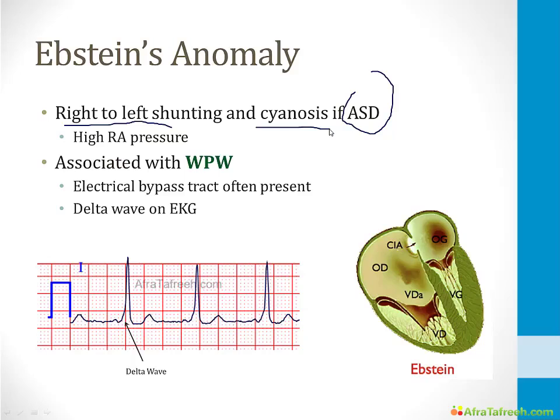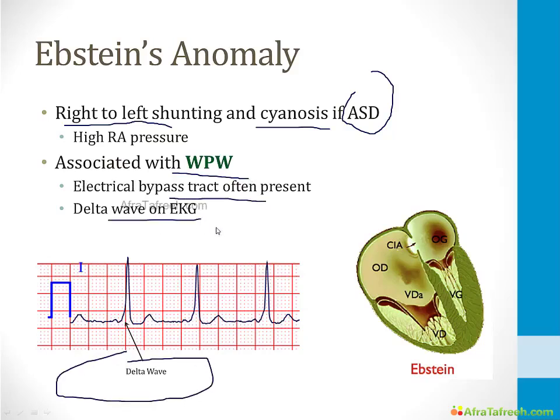In addition, a very high yield fact for you to know about Epstein's anomaly for your boards is that it is commonly associated with the Wolff-Parkinson-White syndrome. Many children born with this condition have electrical bypass tracts present. This leads to arrhythmias and the presence of a delta wave on the EKG as shown at the bottom of the screen, and I have a separate video on the WPW syndrome.